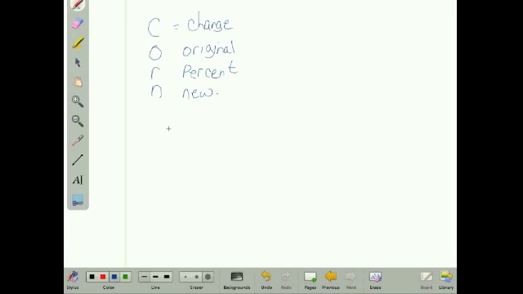So as an example, we could give the cost of a burger has gone from, excuse me, there's an R in there, from $1 to $1.50. Find the percent of change.